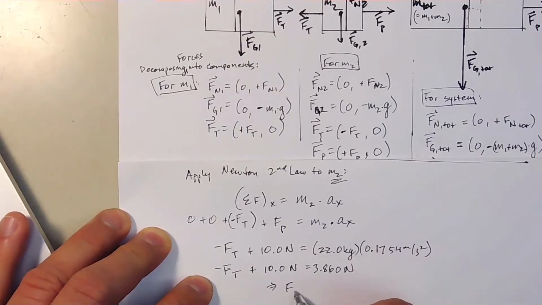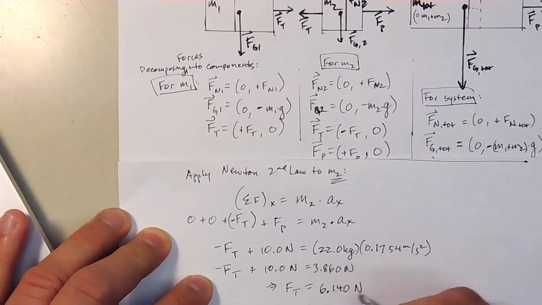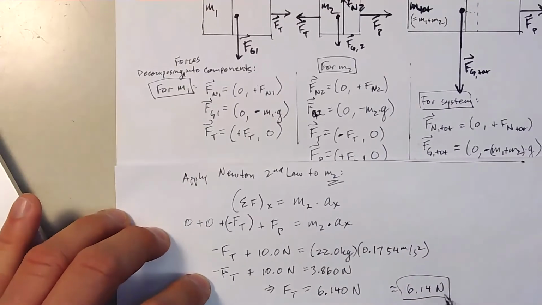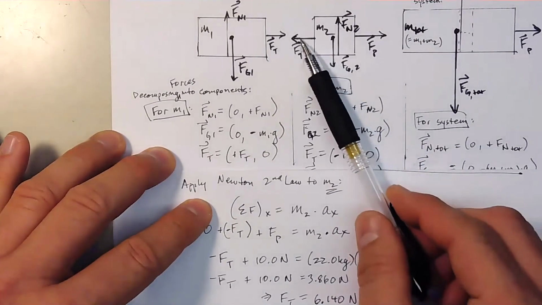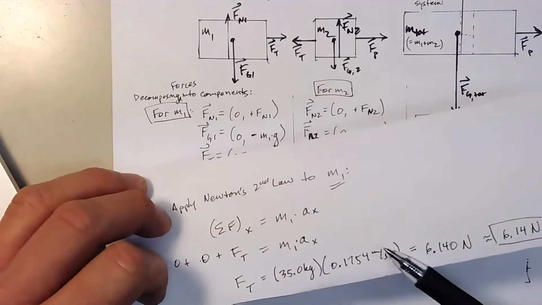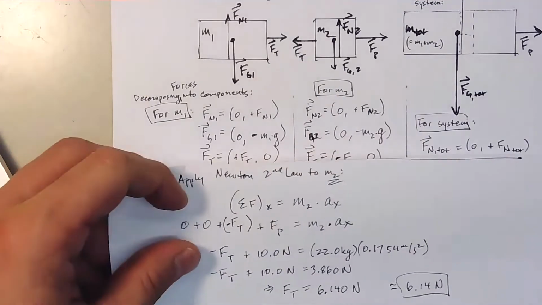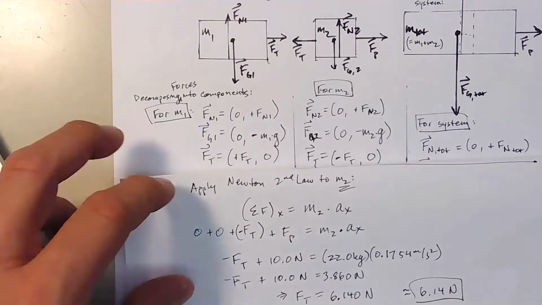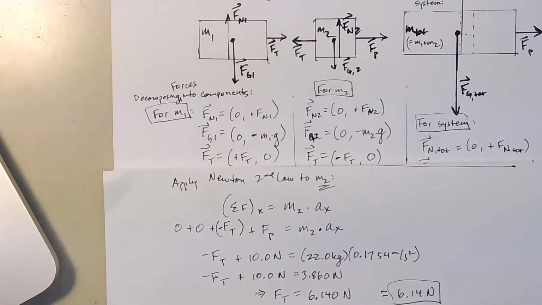All right, so it looks like the tension in the connecting cord is going to be 6.140 newtons again. Now, technically, what we've just found here is the tension pulling to the left on mass 2, whereas before, what we saw was the tension pulling to the right on mass 1. So they're the same, right? And that's the way it should be for an ideal cord. An ideal cord should pull inward on both of its ends with the same tension. Okay, all right, good.